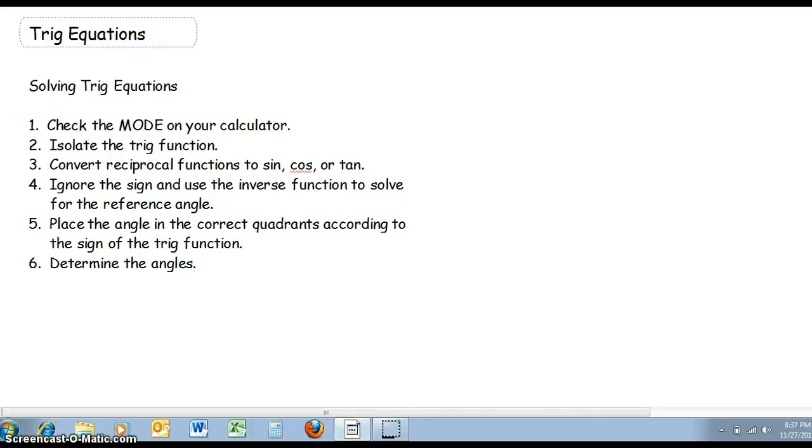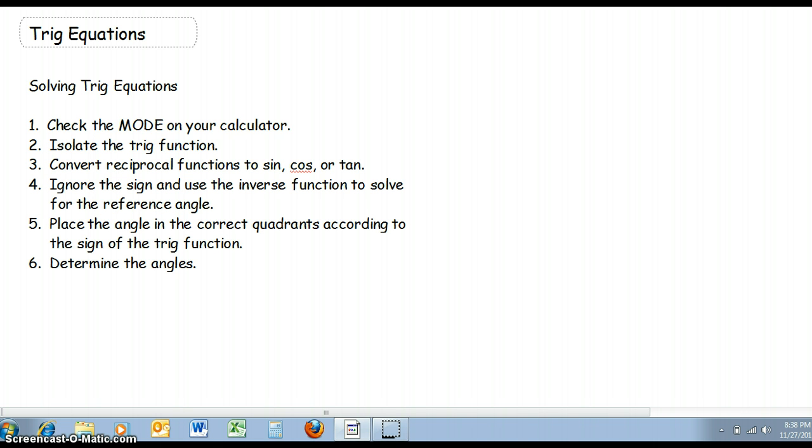Alright, today we're solving trig equations. To solve trig equations, if we're using the calculator, we first have to check our mode. You have to make sure that you know whether it's in degrees or whether you want your answers to be in radians. Step 2, just like in any equation, you're going to start by isolating that trig function, getting that trig function by itself.